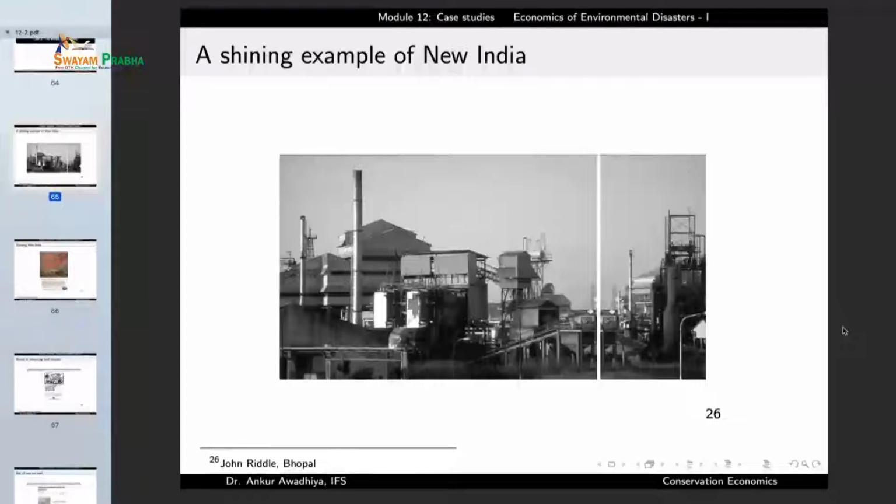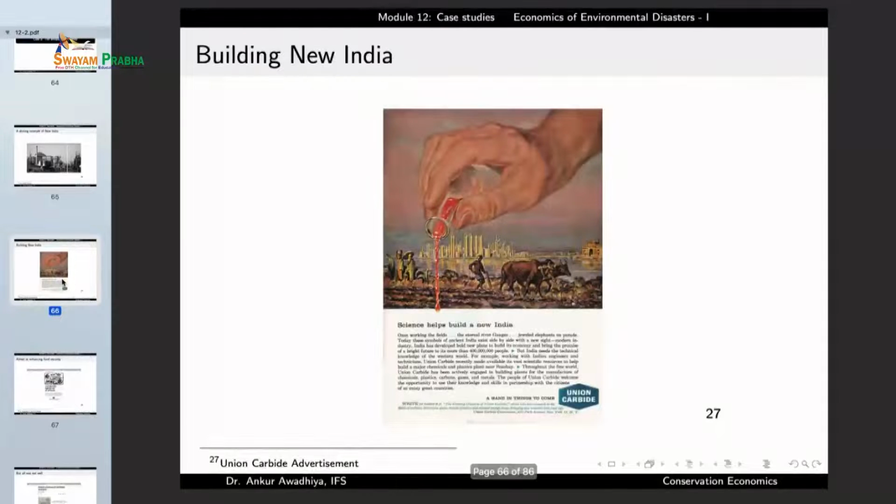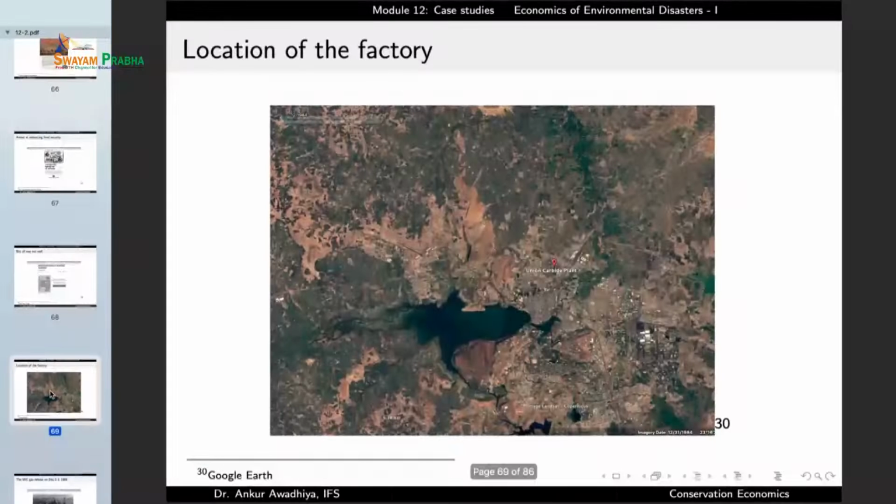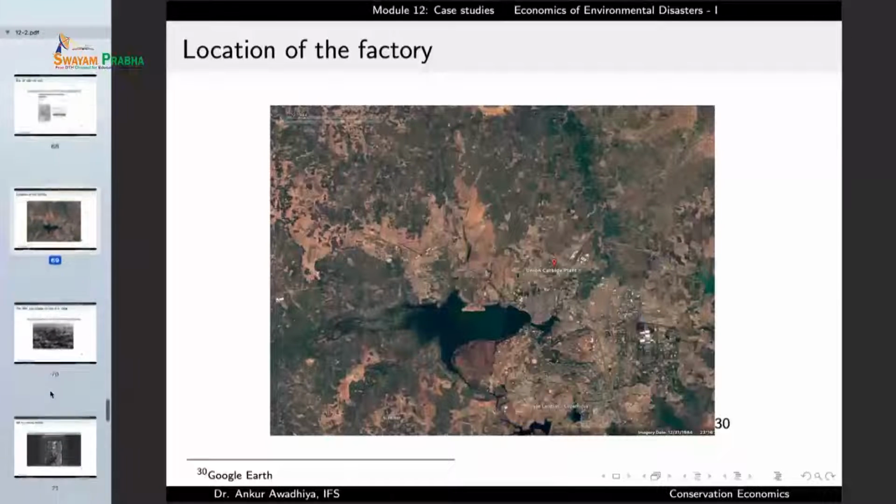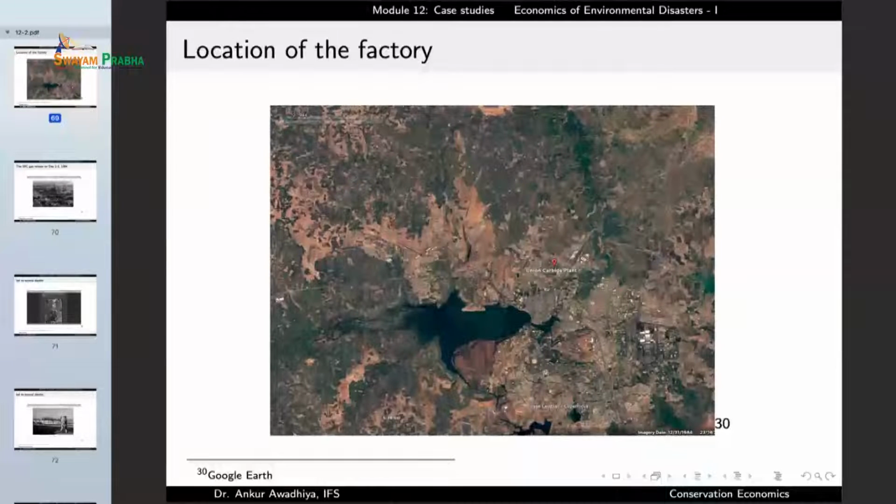So, it began with this shining example of New India. This is the Union Carbide factory, and these are the kinds of advertisements that Union Carbide was putting in. Now, if we have a look at the location of the factory, this is the upper lake of Bhopal, and this is the location of the Union Carbide plant. As you can observe, all this area is where people live. Here you have small bits of forests and agricultural lands, but this is where people live.